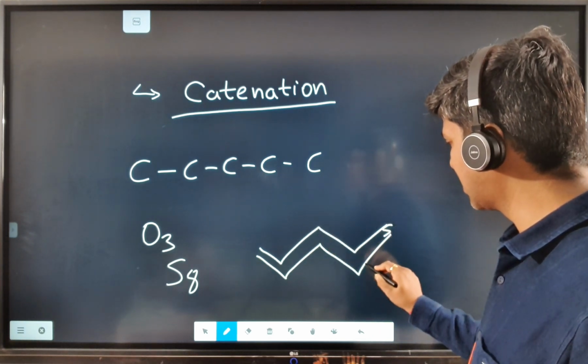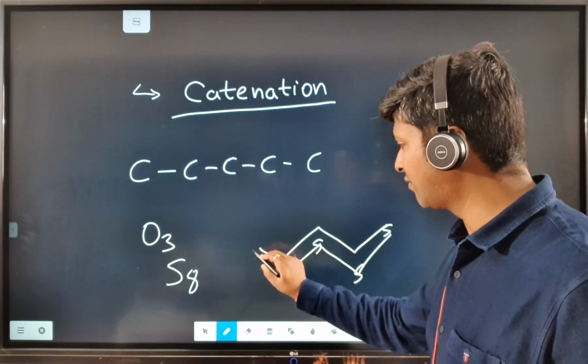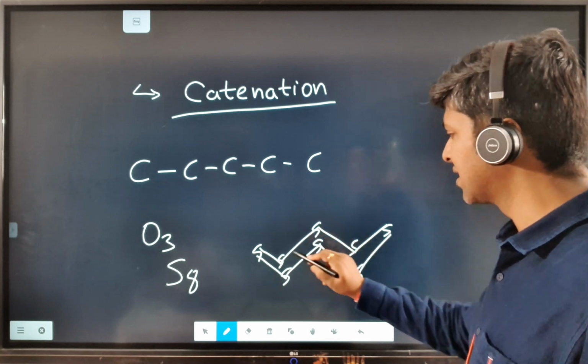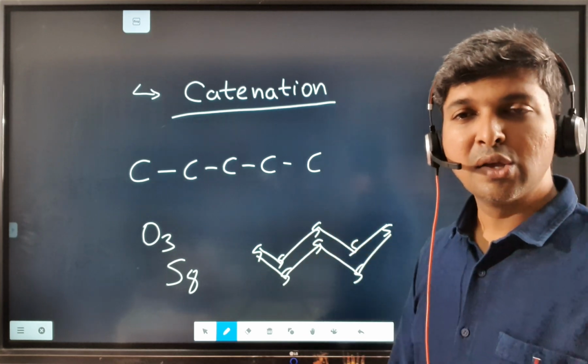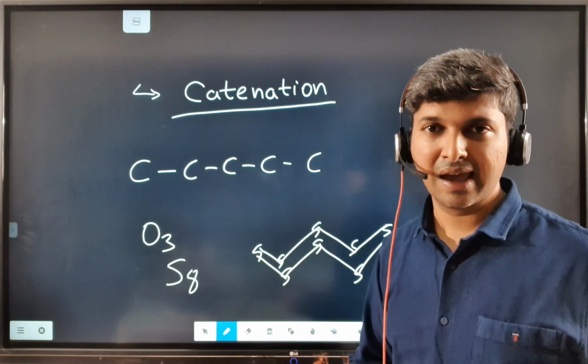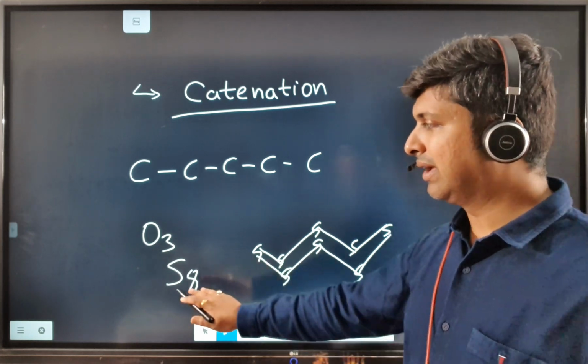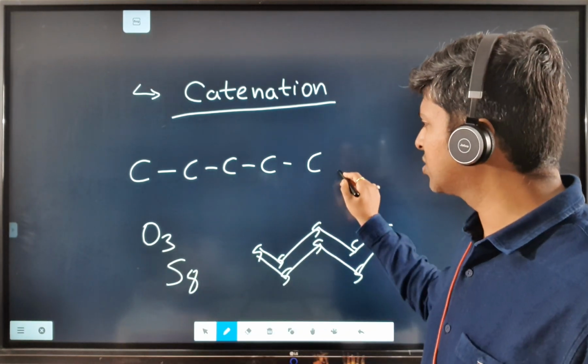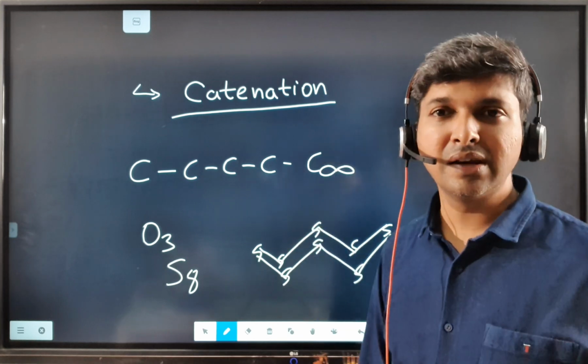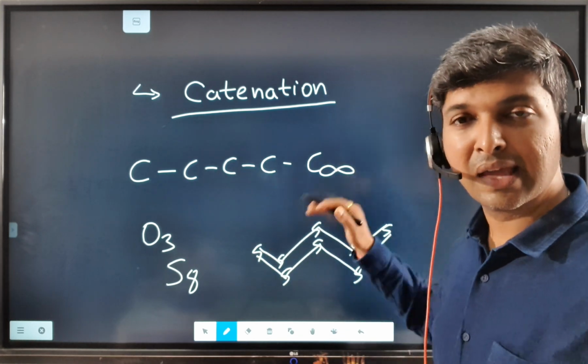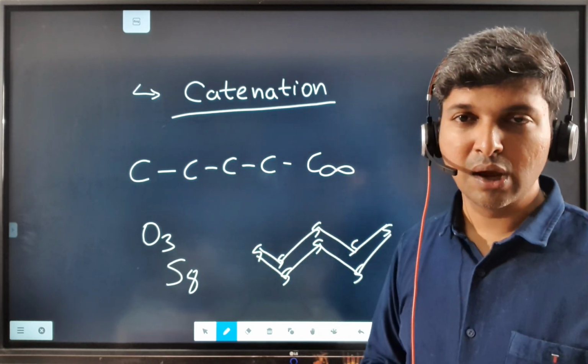This is crown sulfur. 1, 2, 3, 4, 5, 6, 7, 8. 8 sulfur atoms here. So it cannot catenate further than 8, beyond 8. So it is having a limit. But catenation in carbon does not seem to have a limit. It can go on catenating, and that's why so many number of compounds were being formed.